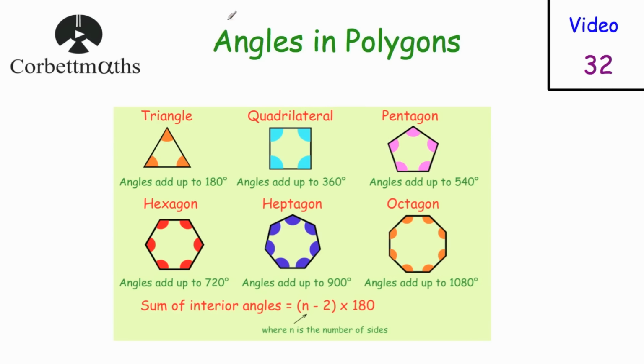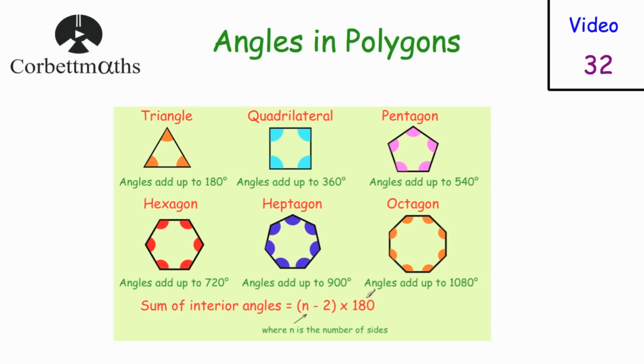Okay, let's have a look at our next topic. So our next topic is angles and polygons, or video 32 in Corbettmaths. And here's the Corbettmaths revision card. Now, in M5, you needed to know what the angles added up to in a triangle, a quadrilateral, a pentagon, a hexagon, and so on. And the rule was that every time we added on a side, we added on another 180 degrees.